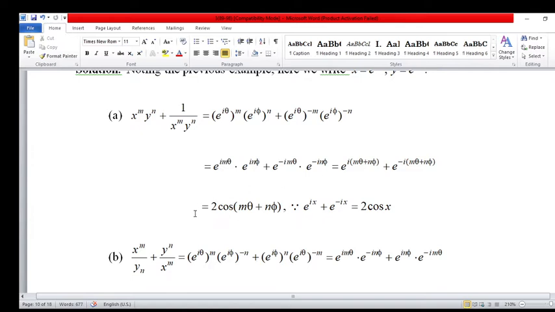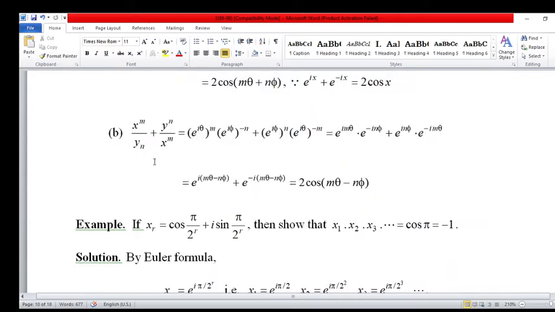And again apply the Euler formula. We obtain 2 cos of m theta plus n phi, since e raised to the power ix plus e raised to the power minus ix is equal to 2 cos x. Apply this formula, then we obtain the first result.